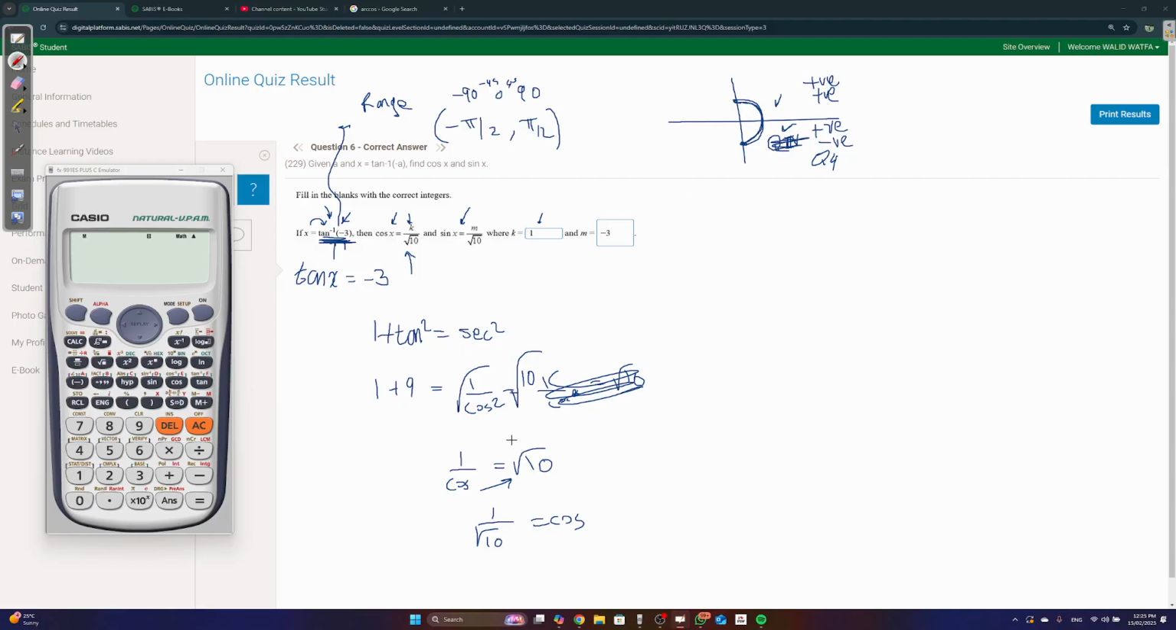So we're going to take cosine as positive. We're going to take the positive root. So we're going to say cosine is 1 over root 10, positive. And then when I find sine, I'm going to take the negative value. This is very important. This step is very important. So we know tan x is negative 3.